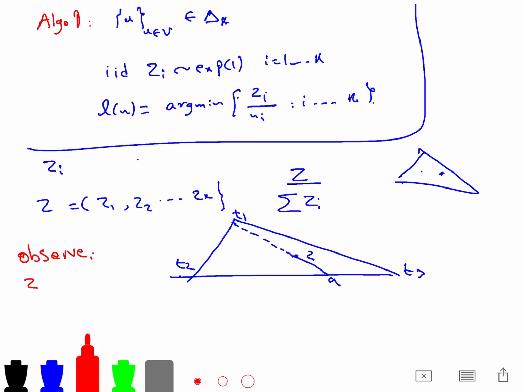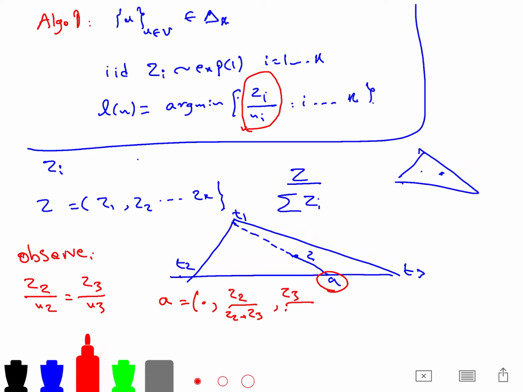for example z2, notice that we just want to minimize to see which one is the minimum. So if just z2 over u2 is equal to z3 over u3, then we get that point A here, which has a coordinate of 0, z2 over z2 plus z3, and z3 over z1 plus z3. So on these dashed lines, clock T1 wins. And on this solid line from Z to A, the clocks of T2 and T3 both win.